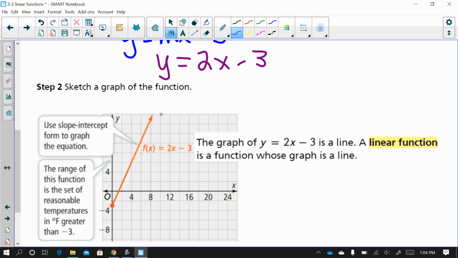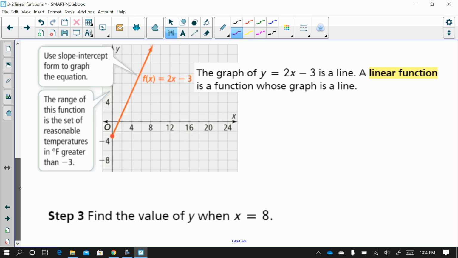Everything we've talked about so far has been linear. Later this year, we're going to get into nonlinear functions. We're going to look at exponential functions and quadratic functions. Those are not going to make a straight line. But if it makes a straight line, it is linear. So that can help us kind of see it.